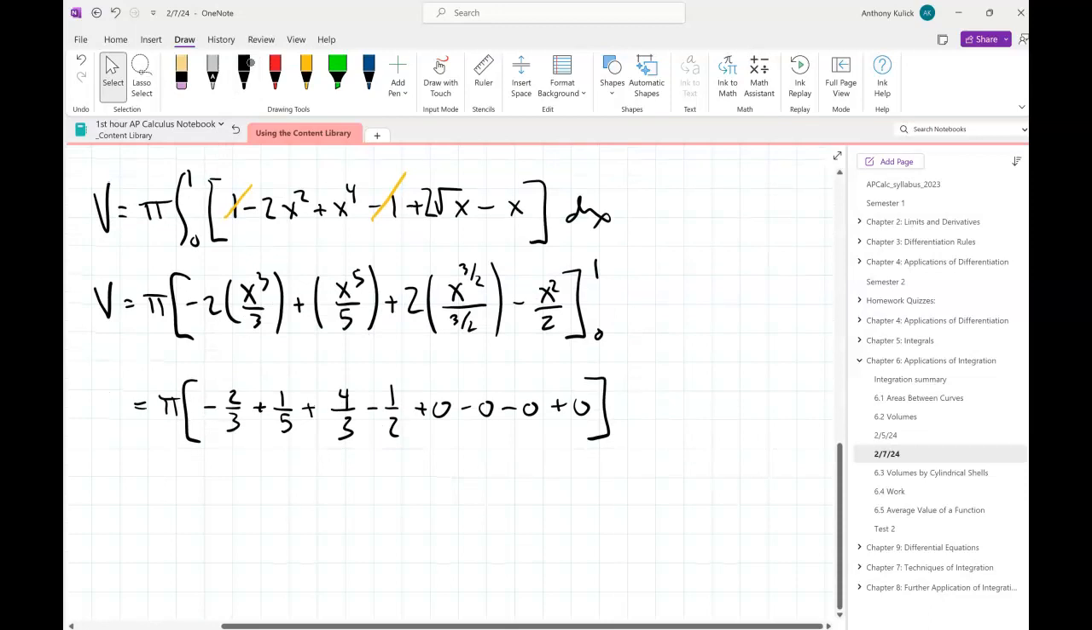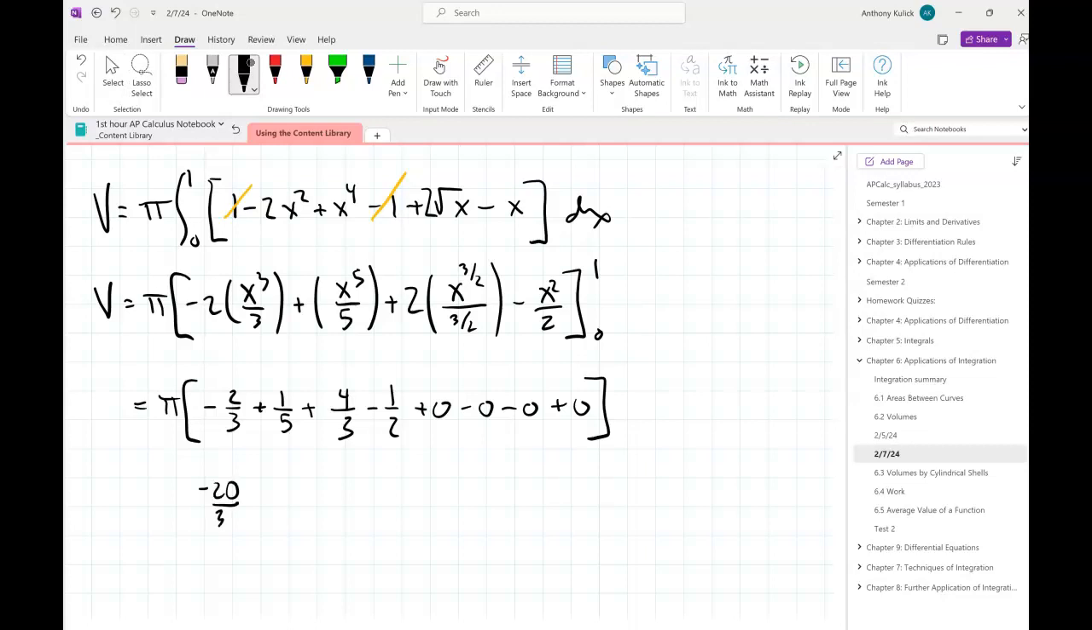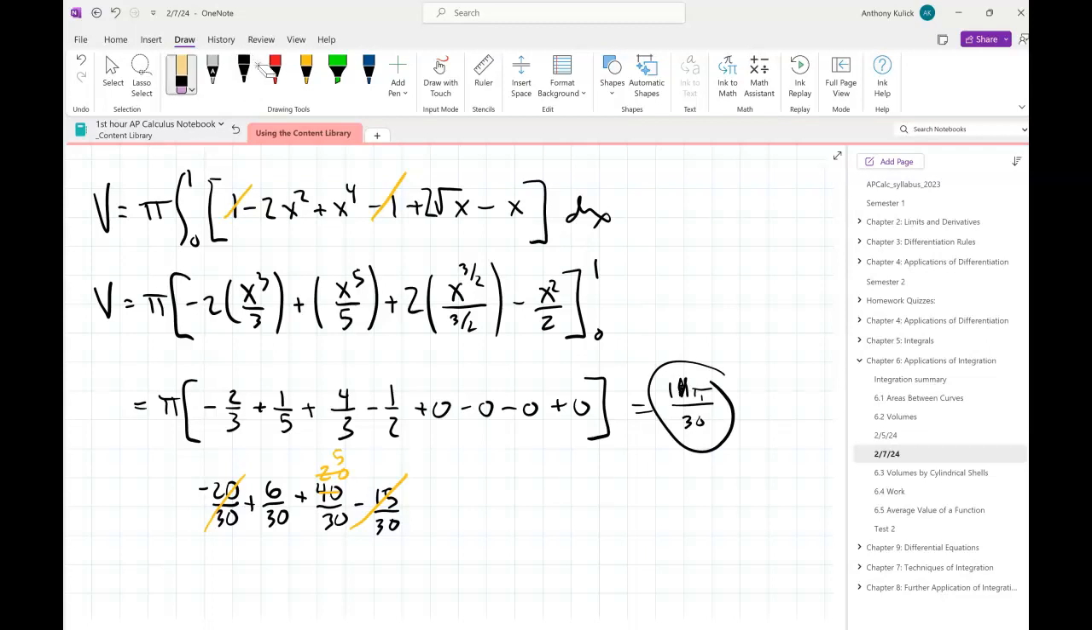If I make a common denominator, looks like that's 30. So -20 over 30 plus 6 over 30 plus 40 over 30 minus 15 over 30. So let's see, that's now to 20, and then that brings that down to 5, and then plus 6 more. So that gives me 11 pi over 30. I think that's the right answer.